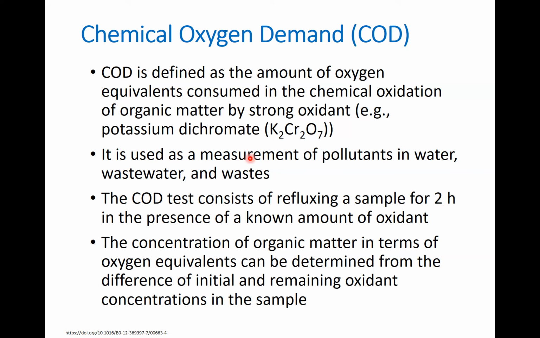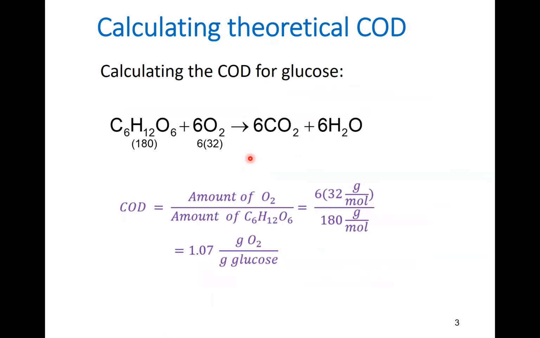This just gives you some kind of overview about the method. I'm not going to explain how to do this test in the lab, but this is just to give you the main idea. I'm here today to focus on how to calculate the theoretical chemical oxygen demand. Theoretical means that if I know the chemical formula of the waste material, I can calculate theoretically how much oxygen I need to oxidize this material.